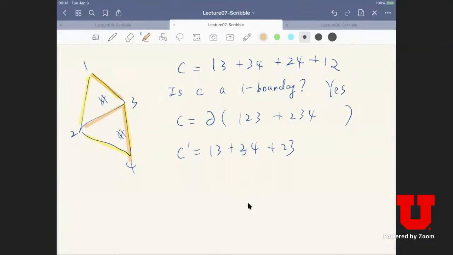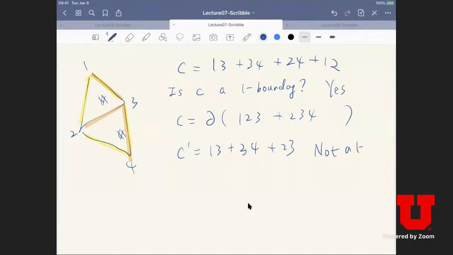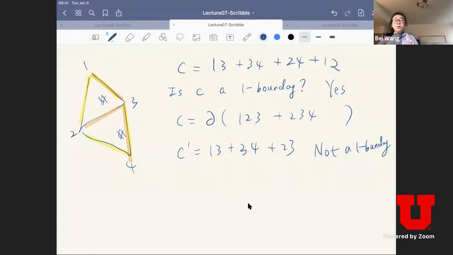No. Why? It cannot be represented by a common boundary of two triangles. Exactly. I guess I have to say there's no 2 chain that this is a boundary of. That's what it means. Okay.